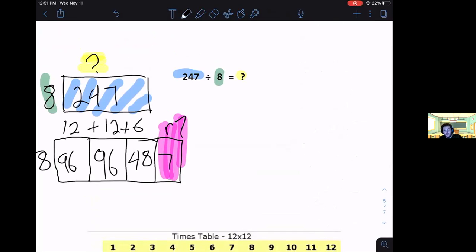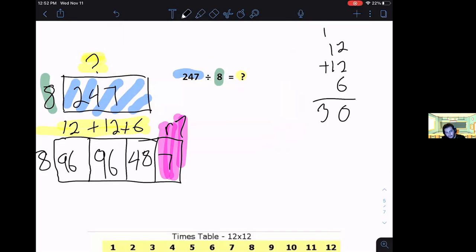If I'm going too fast, you can always rewind a little bit, pause the video, catch up. So now we have the parts of the quotient right over here, our partial quotients. Add them up. So we have 12 plus 12 plus 6. 2 plus 2 is 4. 4 plus 6 is 10. Put a 0, carry the 1. 3 ones is 30, gives us 30.